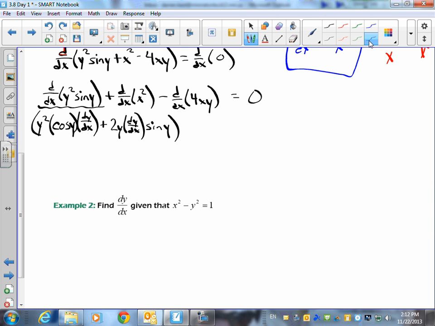Next one. I'm going to take the middle one here. Oh, that's a nice break, isn't it? What's the derivative with respect to x of x squared? Awesome. Nice break.